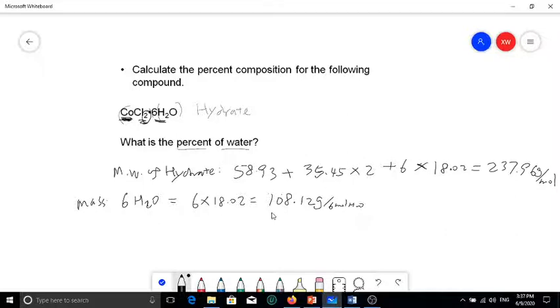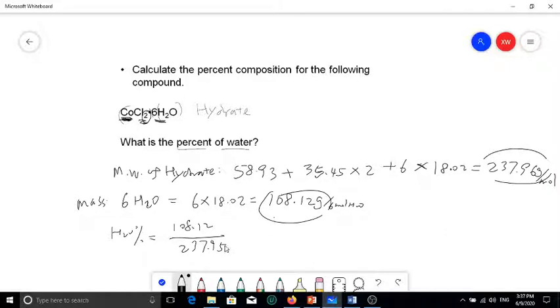Okay. Now, so every 1 mole of compound is this many grams, and there are this many grams of water in it. So the water percentage in this compound, or so-called the percent of water, is going to be 108.12 divided by 237.5. I'm sorry, 996 times 100%, and you should get 45.44%. So this is how you calculate percentage of water. Okay, so that solved the first subject in this video.